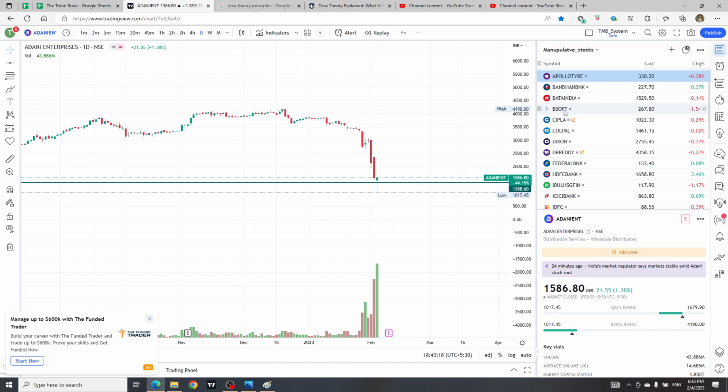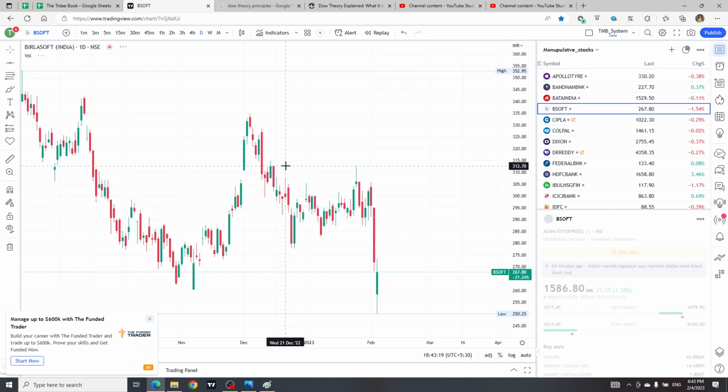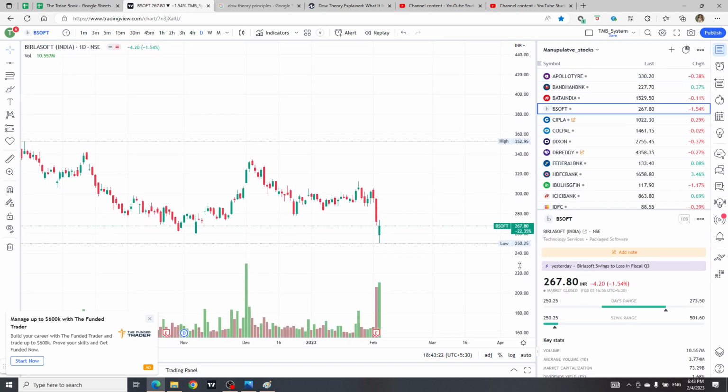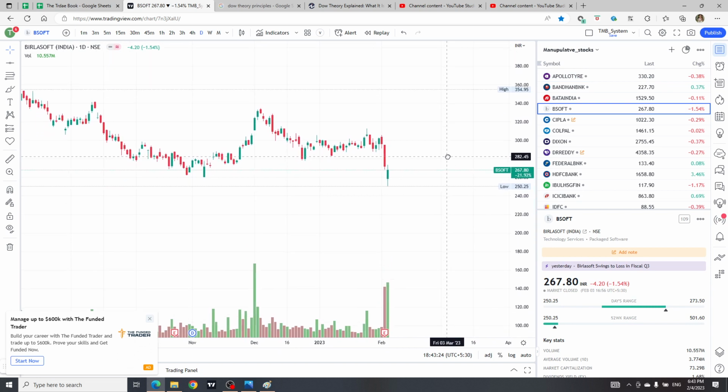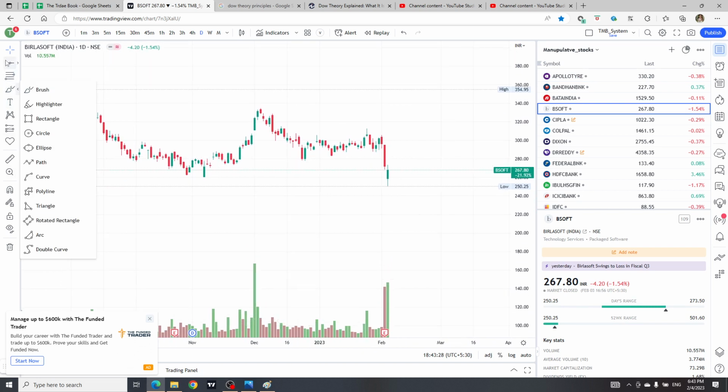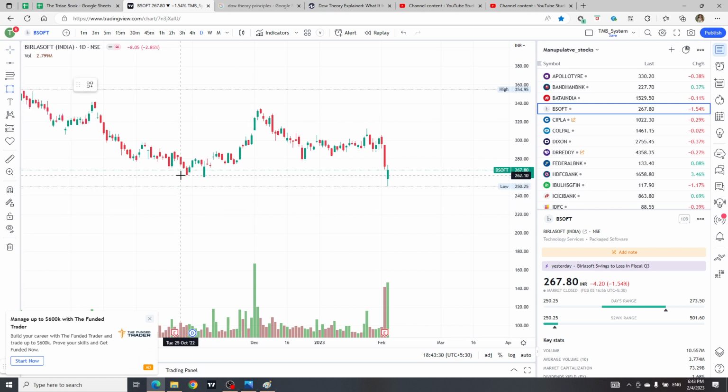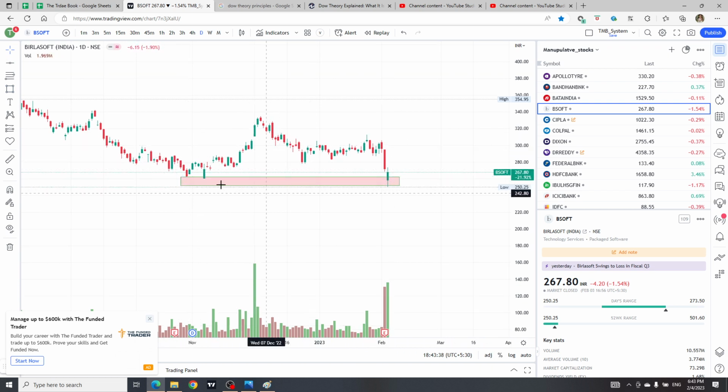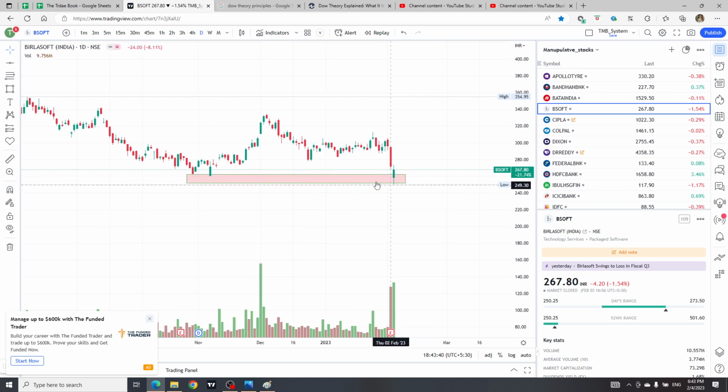Let me take another company, Birlasoft. What I was trying to tell is that anomalies always form at support and resistance levels. If we take this stock, what is this? This is the zone, the previous low support zone. This is the previous low it reached, the support zone. Because of the support zone, the price is trying to fall.